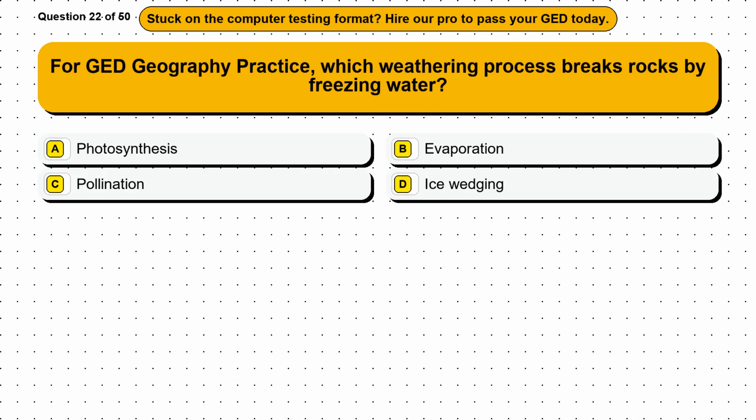Question 22. For GED Geography Practice, which weathering process breaks rocks by freezing water? Option A, photosynthesis. Option B, evaporation. Option C, pollination. Option D, ice wedging.